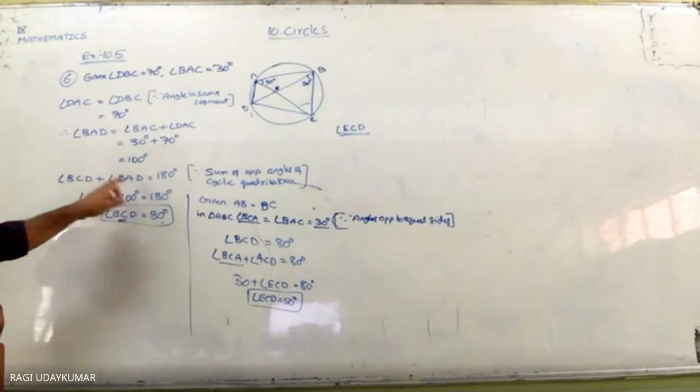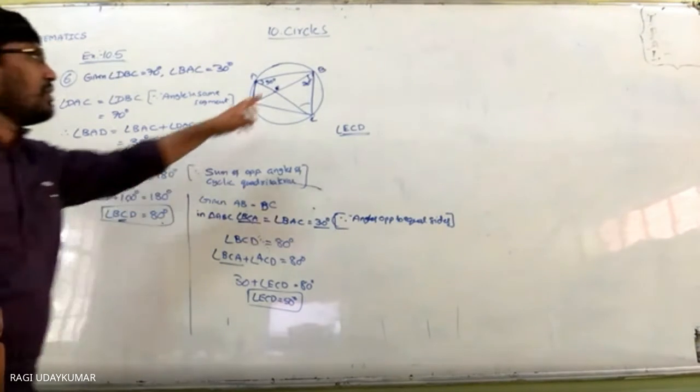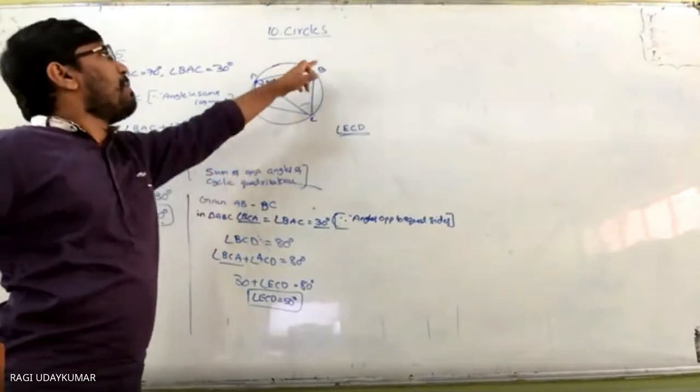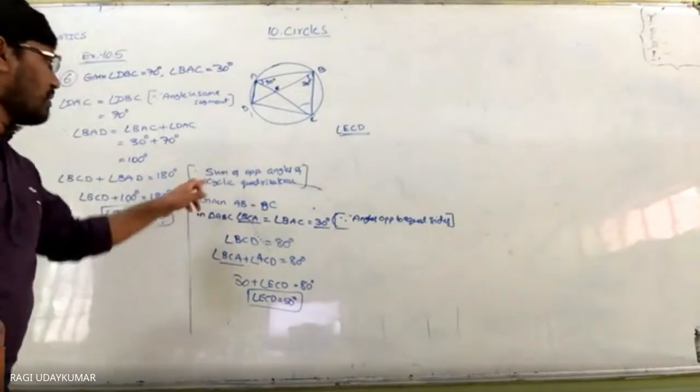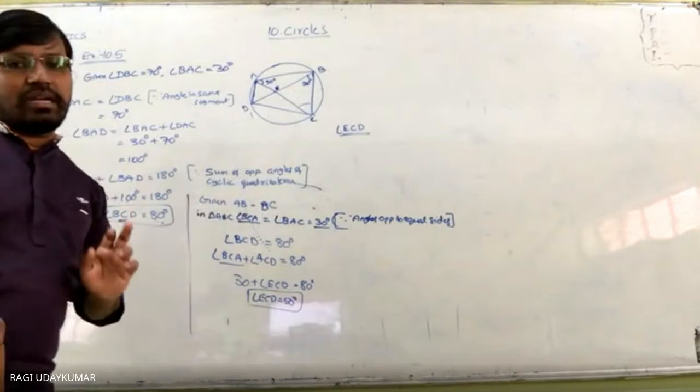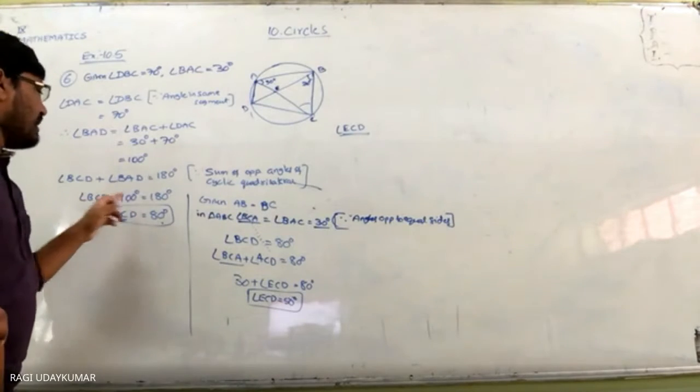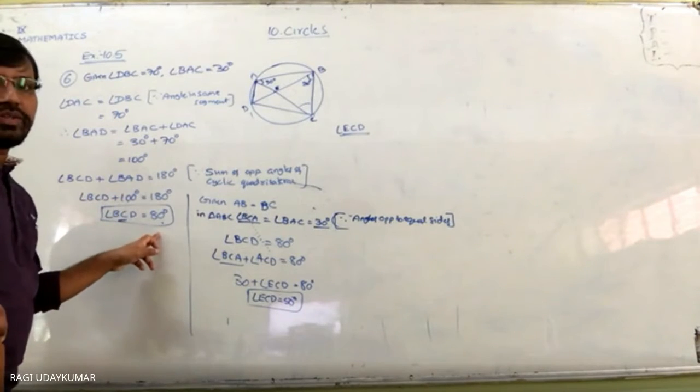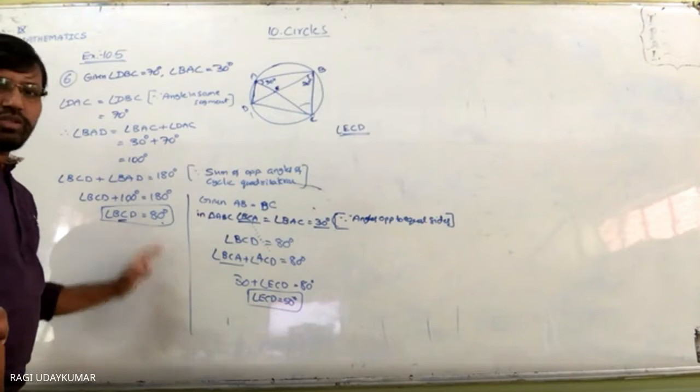Then BCD plus BAD is 180 degrees. BCD plus BAD, sum of the opposite angles of a cyclic quadrilateral. Next, BCD plus 100 is equal to 180, BCD is equal to 80 degrees. ये तो समझ में आया.